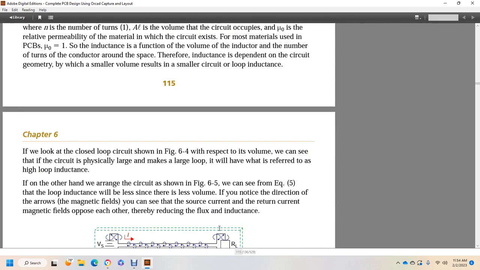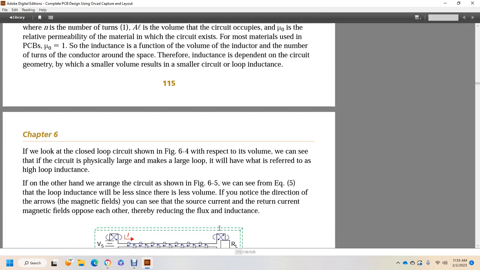If we look at the closed loop circuit shown in figure 6.4 with respect to its volume, we can see that the circuit is physically large, makes a large loop, that will have what's referred to as a high loop inductance. On the other hand, if we arrange the circuit as shown in figure 6.5, we see that per equation 5 the loop inductance will be less since there is less volume.